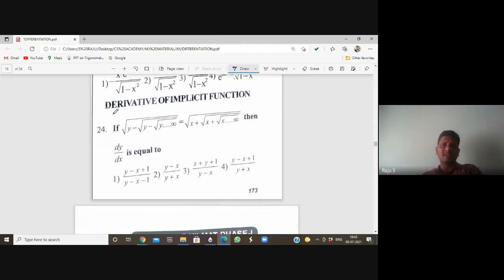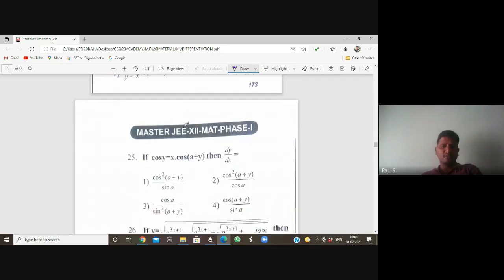Finally, an implicit function is there. So let us take this value as some t. Okay, squaring on both sides. Okay, no need, equal is already there. We can first square on both sides. I can explain this to you. No problem. Nothing to worry.